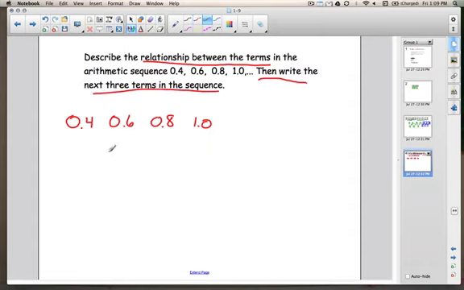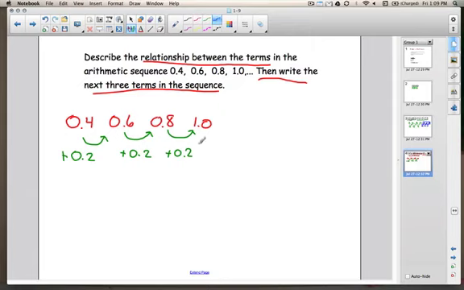Okay, so in order to go from 0.4 to 0.6, we have to add 0.2, or 2/10. To go from 0.6 to 0.8, we need to add 2/10. And to go from 0.8 to 1, we have to add 2/10. Notice that it's okay in an arithmetic sequence. You don't have to add a whole number every single time. We can also add decimals.